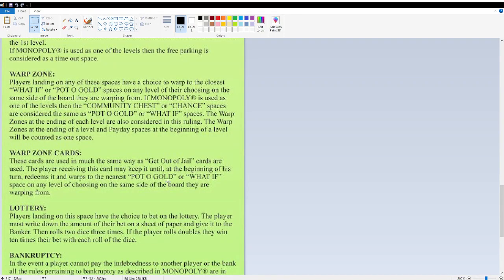So when you land on go, does that? Oh wait, I was misunderstanding it. I was thinking that going past go, you would automatically change board levels. Apparently, you don't. Interesting. Okay.